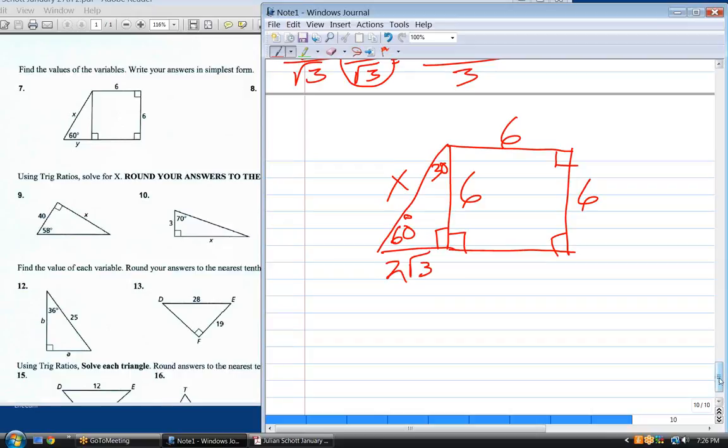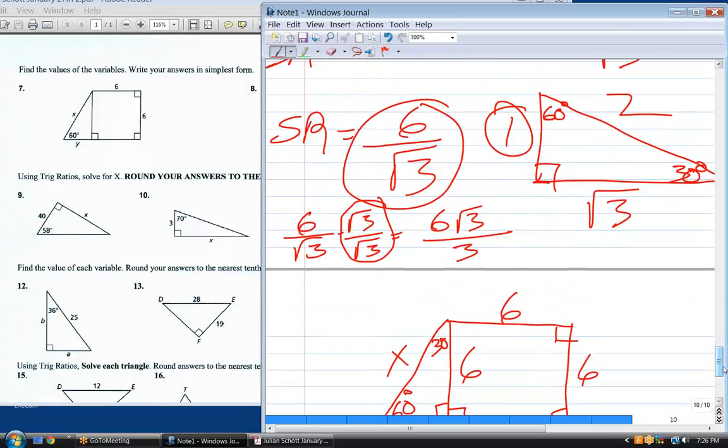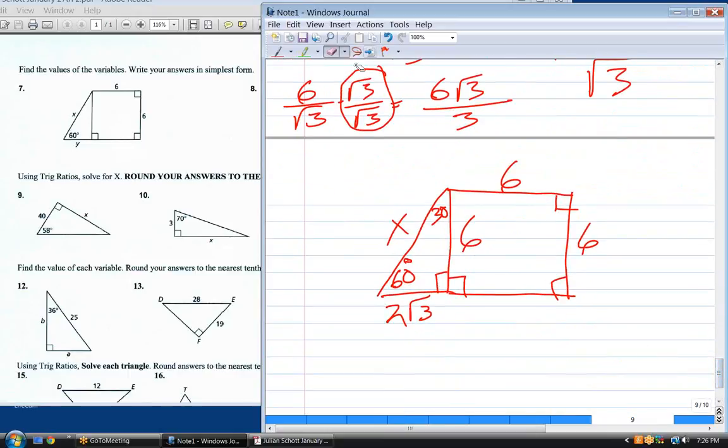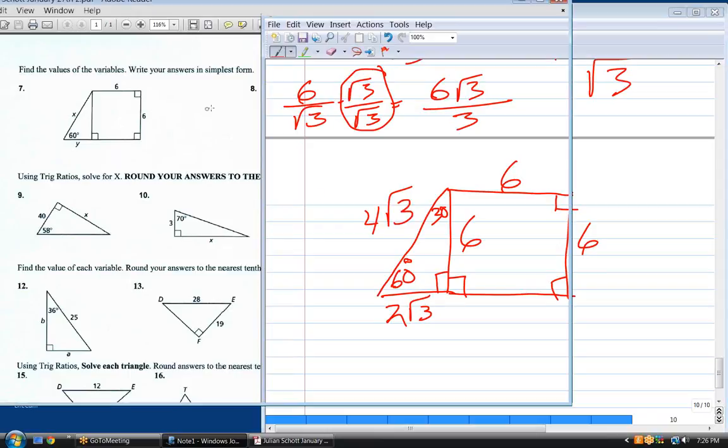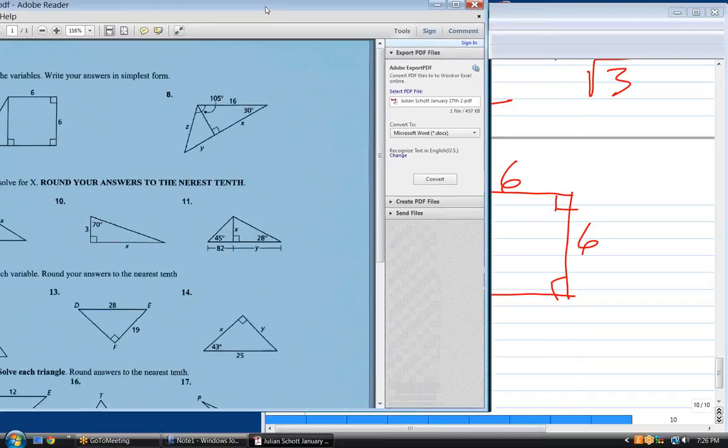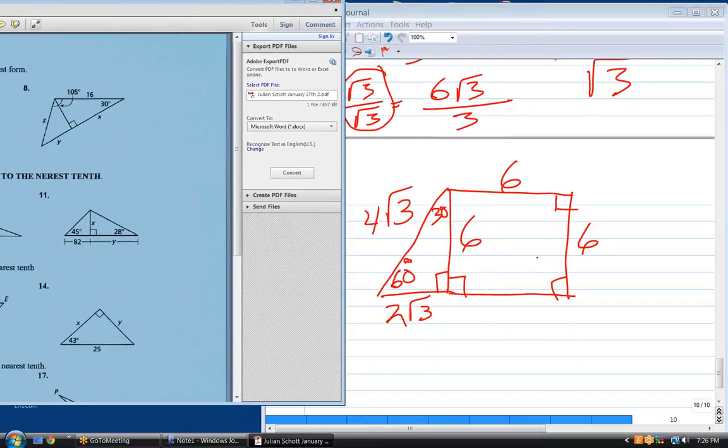Now, what is x? X is 4 root 3. Okay, good. You did it the quick way again. And that completes number 7. Okay, let's look at number 8. We'll finish with 8 here.